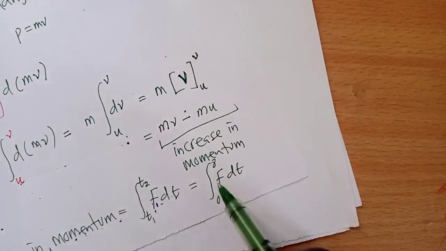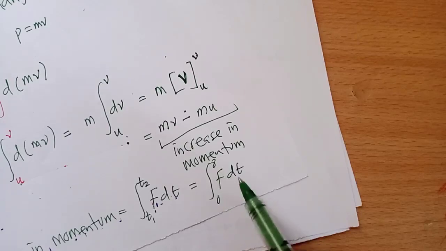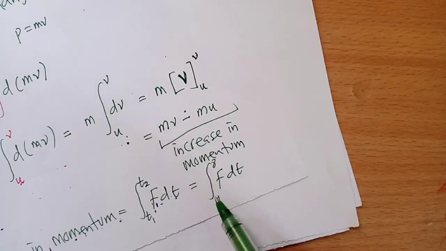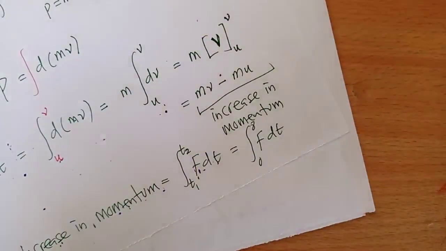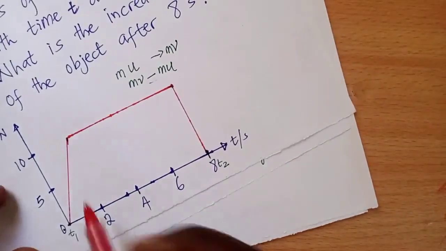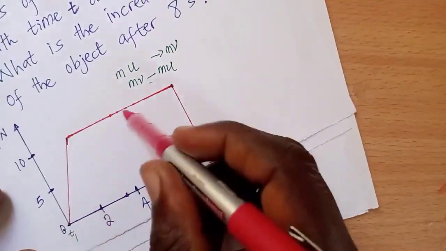Now, remember that if we know the expression for F in terms of t, we can substitute it here and integrate with respect to t. Later, we substitute the upper and the lower limit. But if we are not given, we go to the graph and get the area under the graph.